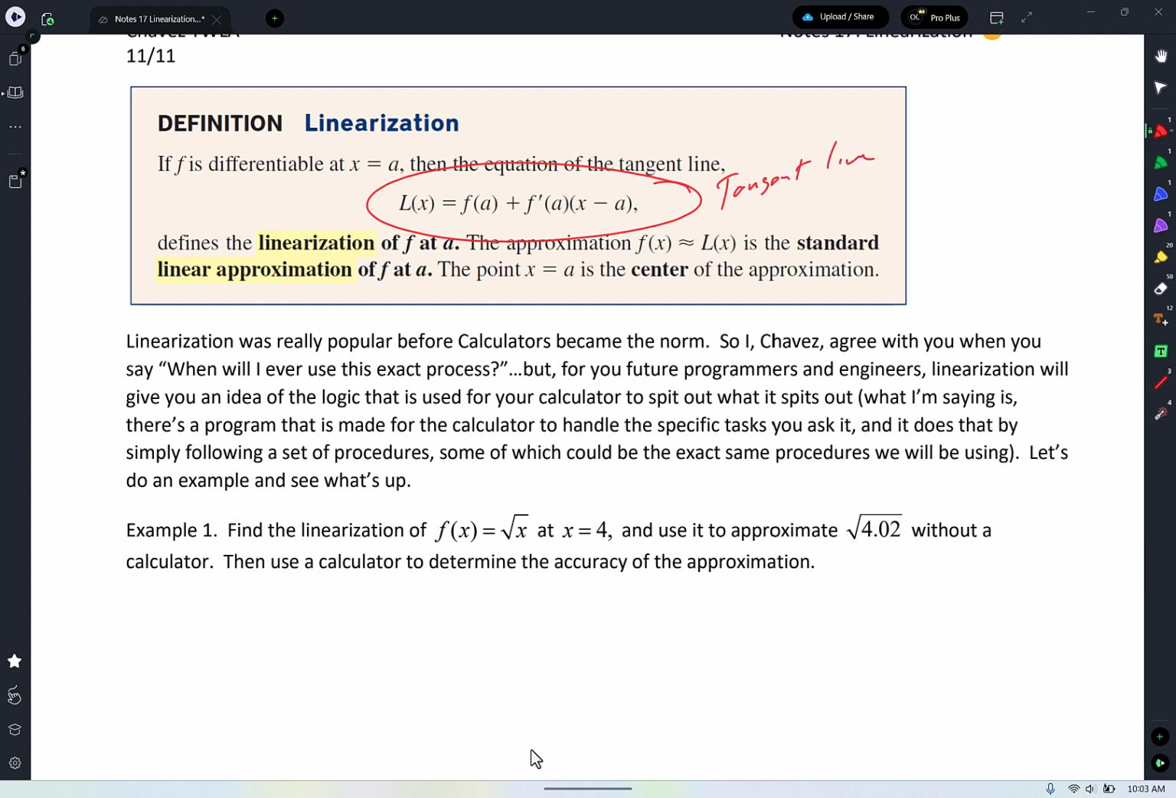The approximation f of x equals L of x is the standard linear approximation of f at x equals a. The point x equals a is the center of the approximation. Okay, what does all this mean? All it means, guys, focus.